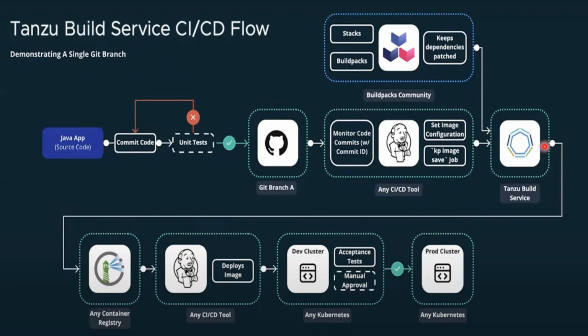So the Tanzu Build Service is integrated in such a way that it can listen to changes from your CI/CD pipeline. At the same time, once it can make the changes and build your images, it can also save the images in the container registry that you see over here.